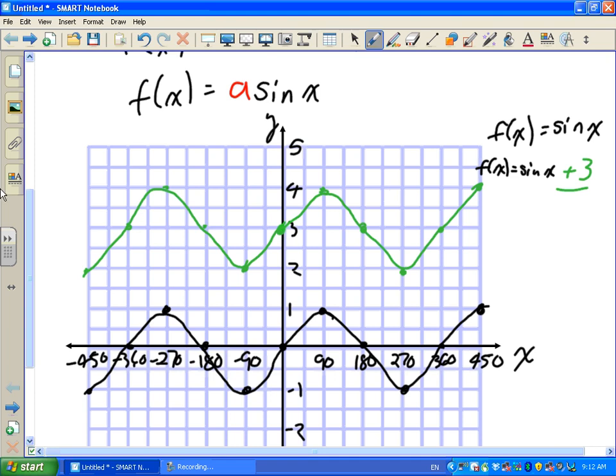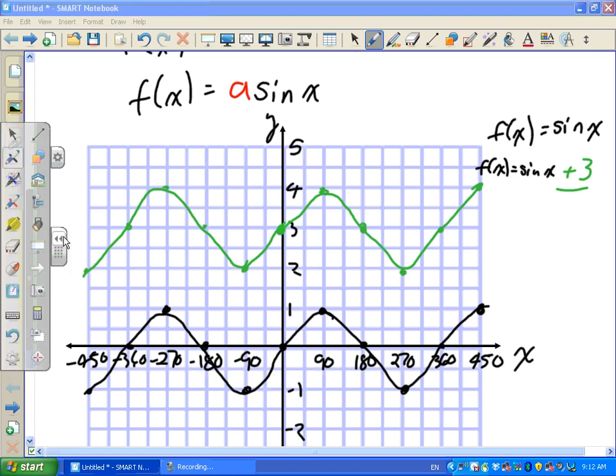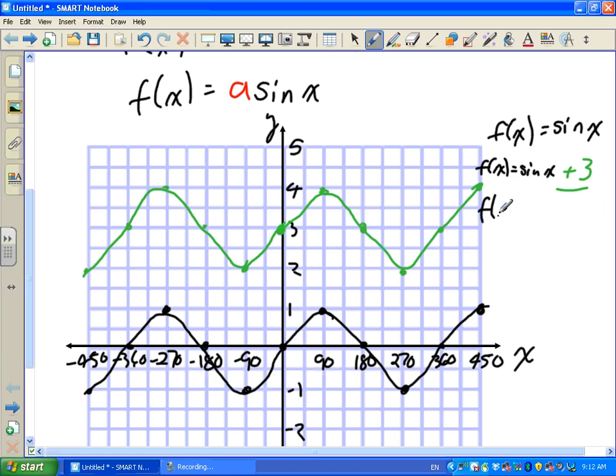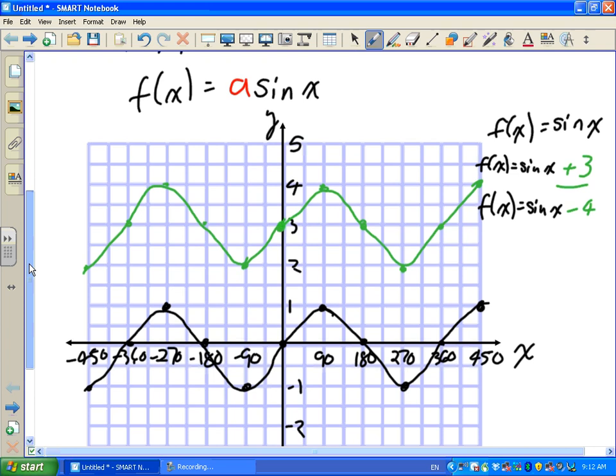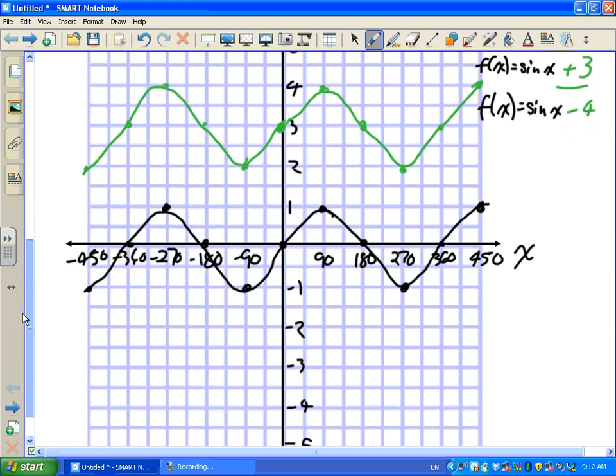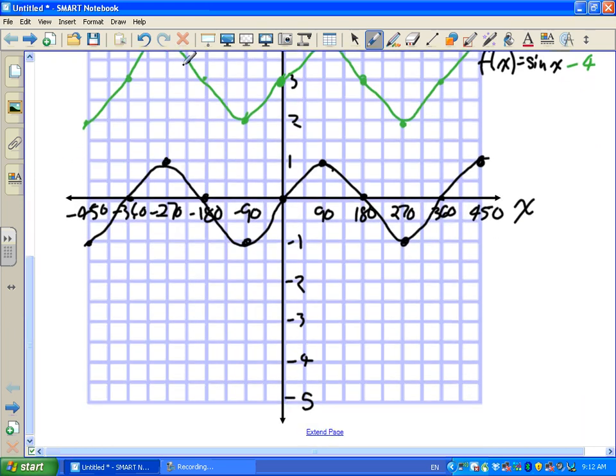If I had an equation that looked like this, f at x equals sine x, and we're going to write in green as negative 4. What would happen to this wave? Yeah, exact same thing. It'd just be shifted down 4.